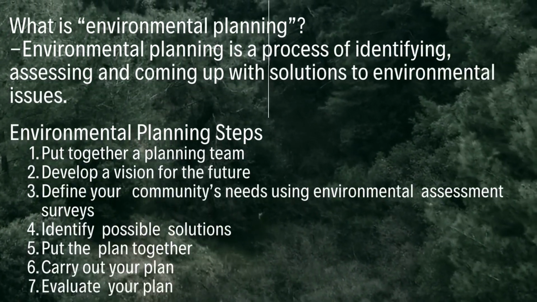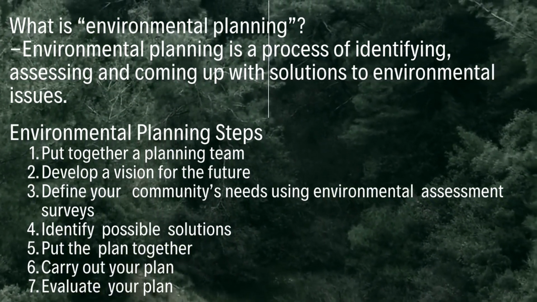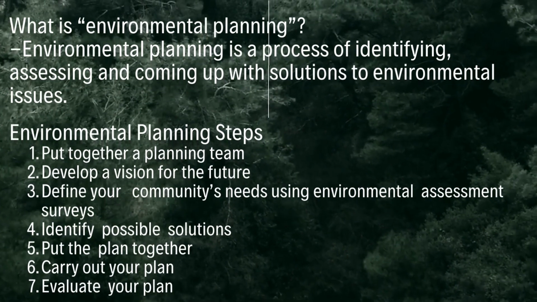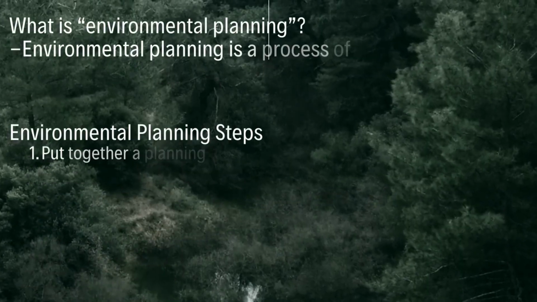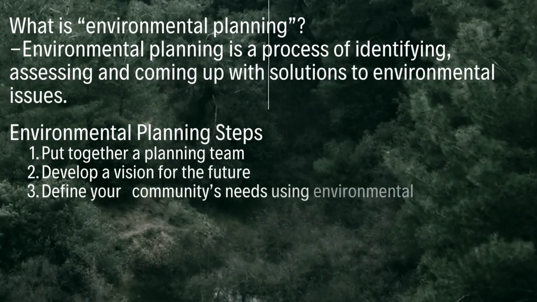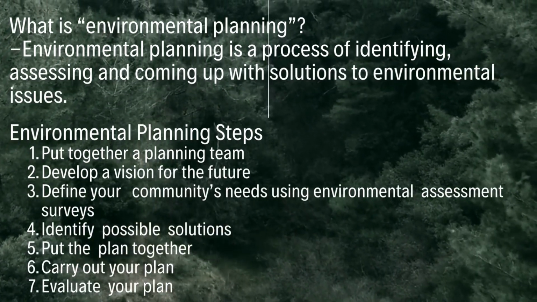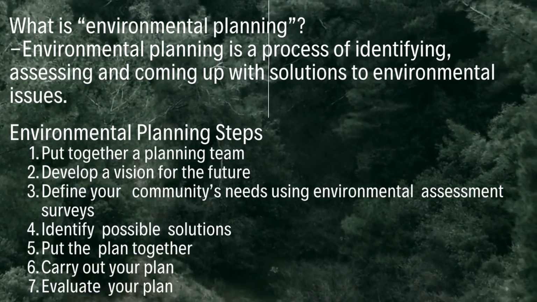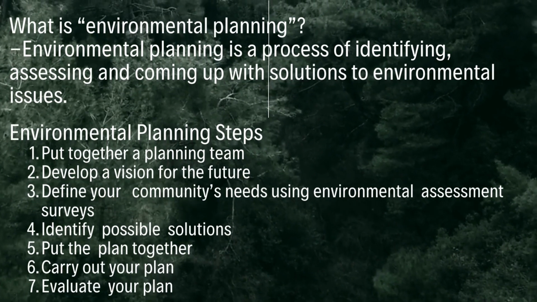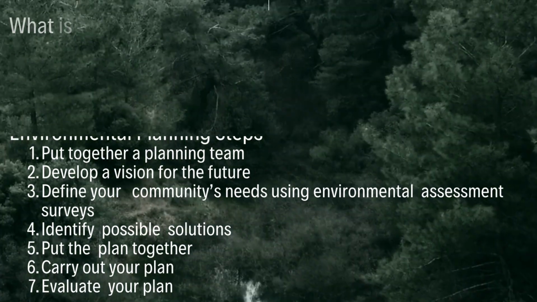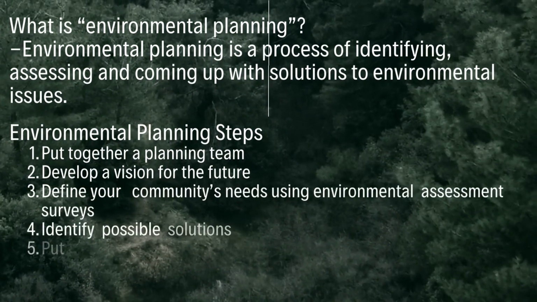Step 5 is to put the plan together. Now that you have worked with the community and developed a vision statement, a consensus over perceived environmental issues, a list of environmental problems and needs, and possible solutions, it is time to produce your environmental plan. Environmental plans are developed to help lay the roadmap for the goals or priorities that the community has identified in the area of environmental protection and health.